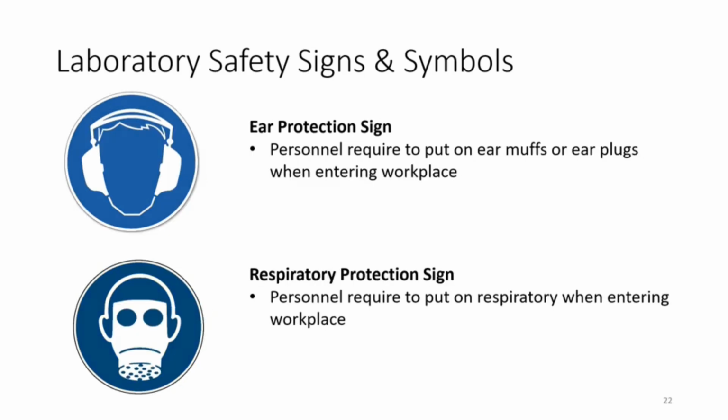Ear protection sign. Personnel are required to put on ear muffs or earplugs when entering the workplace. This is because at certain workplaces, the equipment will generate a lot of noise, which can cause hearing impairment. Respiratory protection sign. If hazardous fumes are going to be generated at the workplace, then the personnel should put on a respirator when entering such a workplace.